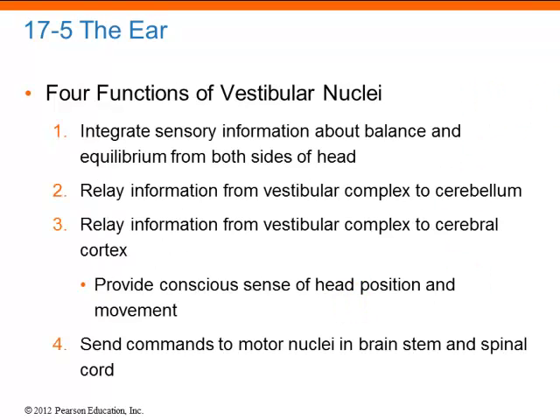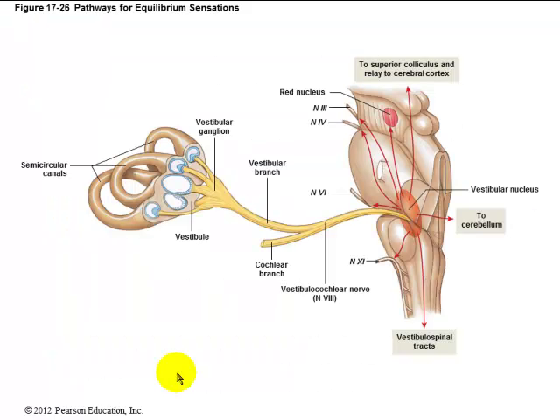So the four functions of the vestibular nuclei: integrating information from both sides of the head, relaying that information to the cerebellum, which is your center for muscle coordination, and then to the cerebral cortex so that you have some sensory awareness of your sense of balance, and also to send subconscious reflex-like information to the motor nuclei in the brainstem and the spinal cord.